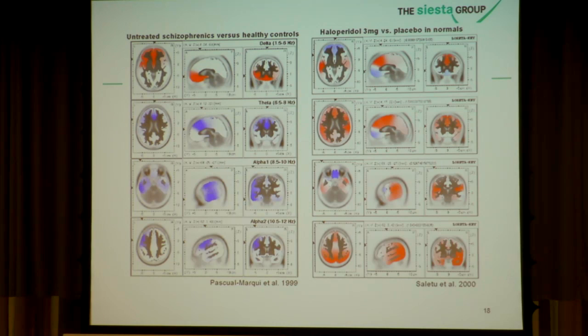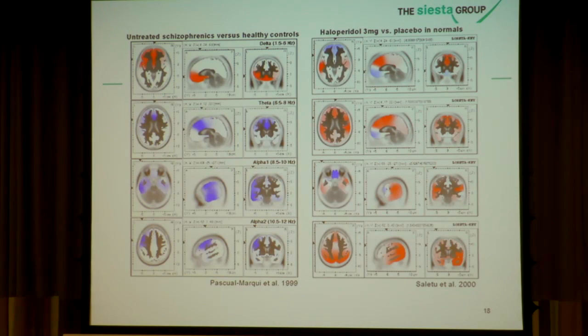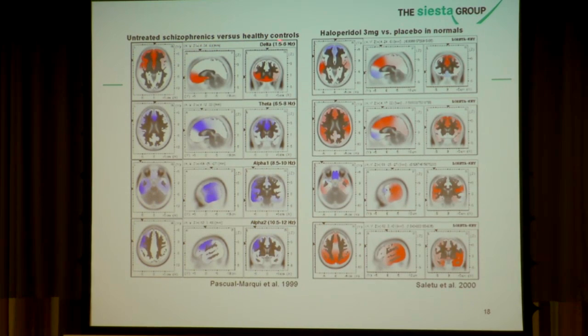If we look at Loreta quasi-tomographies, you know that just looking at the scalp doesn't necessarily tell us in which brain area an activity is happening. With Loreta, we can identify, similar to brain imaging, the proper brain area in a 3D, volumetric fashion. And again, you see here these frontal changes, for instance, in schizophrenics versus healthy controls, are matched by frontal decreases, in this case, haloperidol versus placebo.